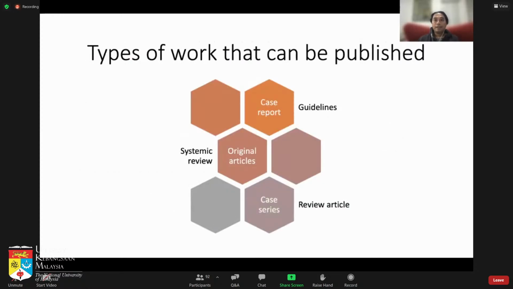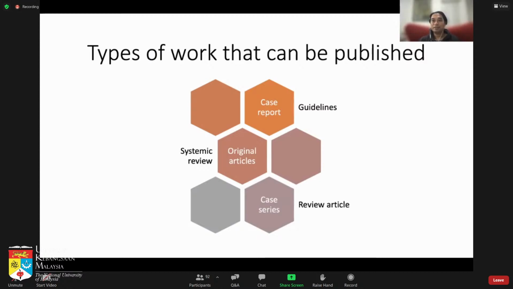What are the types of work that can be published? You know, there are many. If you look at this, I put down case report, guidelines. You know, guidelines are really important, and it's not easy work to do guidelines. You really have to look at many papers and look at the local scenario, whether you can use the guideline locally. Of course, everybody can look at an international guideline, but whether the guideline can be used locally is something important. So it's important for you to maybe do a guideline for Malaysia, in whatever disease or subspecialty that you're doing. You have original articles, which is the normal one.